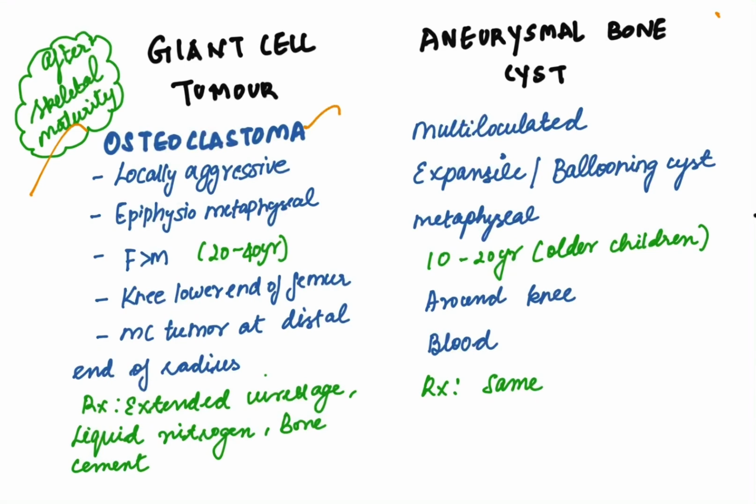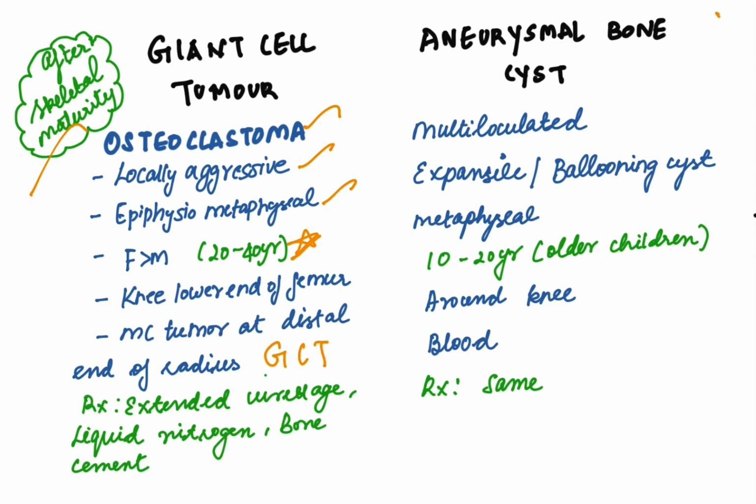It is also known as osteoclastoma, and it's locally aggressive and it occurs at the epiphyseal metaphyseal junction. It occurs more in females than in males, and please note the age group, that is 20 to 40 years. This can be a key point in the MCQs. And it most commonly occurs in the knee at the lower end of femur. The most common tumor at the distal end of radius is GCT. And the treatment for GCT is extended curettage, liquid nitrogen, and bone cement.